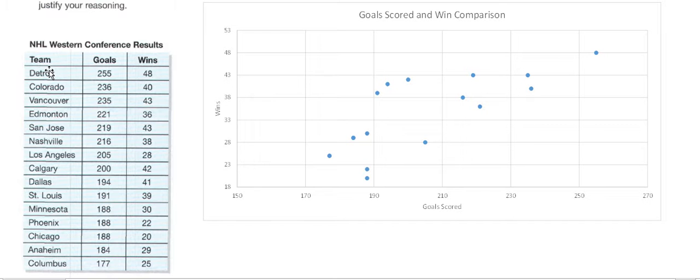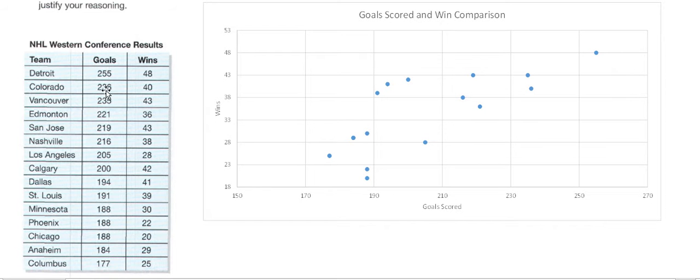For example, Detroit had 255 goals with 48 victories. So we could find 255 goals on the x or horizontal axis, which would be about right here. Looking at 48 wins would be right on this line here. There is only 1 point at 48 on the vertical axis and 255 on the horizontal axis, and that's this point right here.